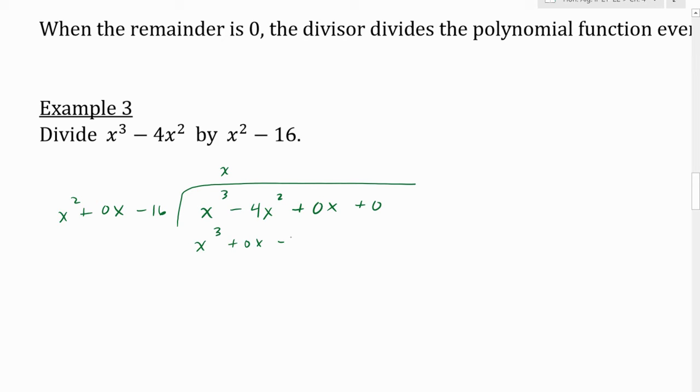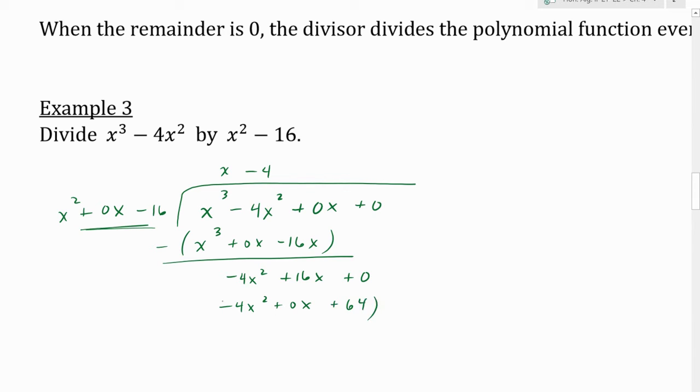So I'm going to multiply and write it here. Now everything lines up with like terms. So I get a negative 4x squared plus a 16x, and I bring the next one down. So if there's 3 terms here, you want 3 terms there. What do you multiply x squared by to get negative 4x squared? That's a negative 4. And then we'll subtract it. So this is gone.